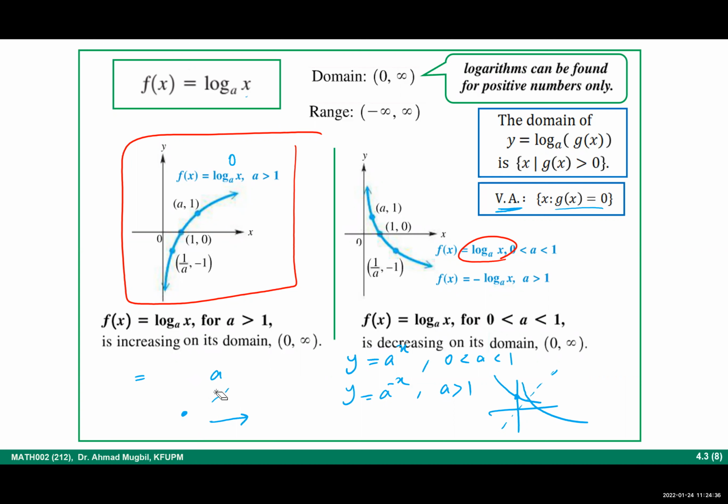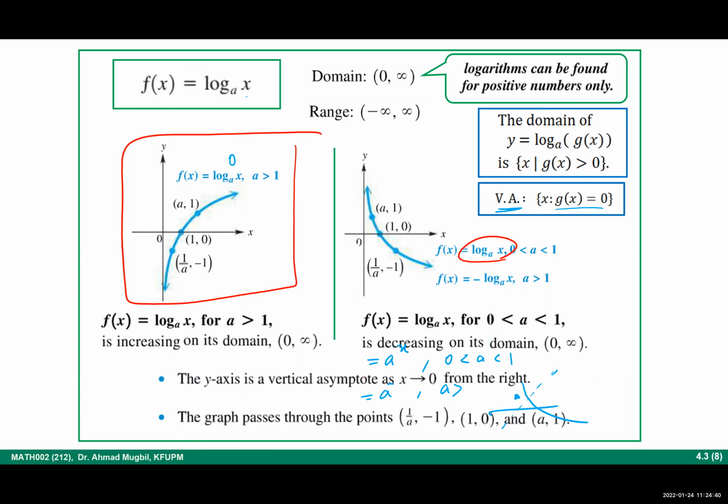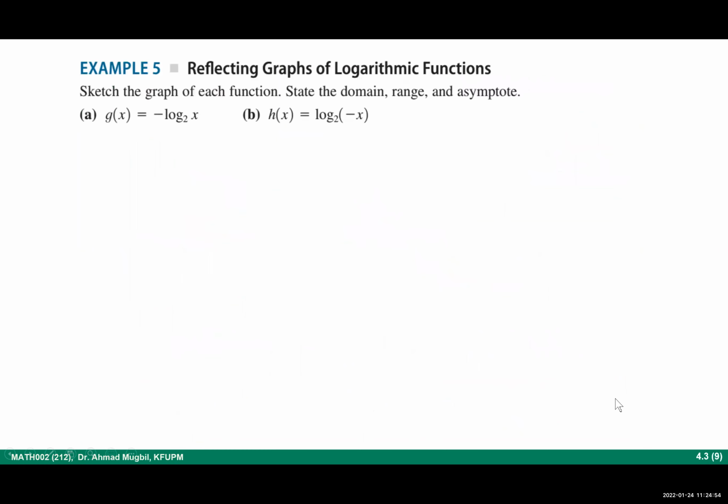So here we have it increasing. This one will be decreasing over its entire domain. The vertical asymptote is the y-axis. All of these graphs pass through the points (1, 0), (1/a, -1), and (a, 1), the opposite of the points that we mentioned in the exponential functions.